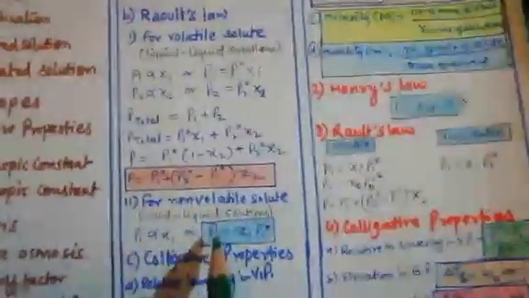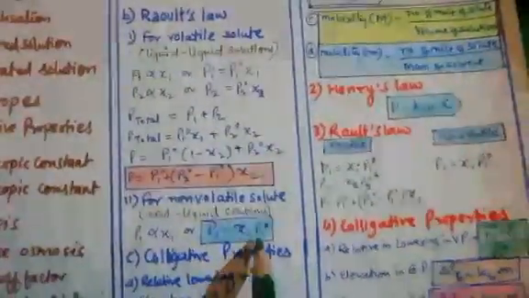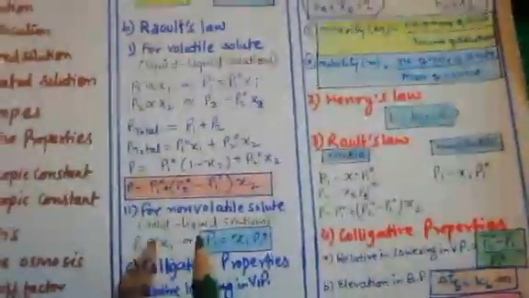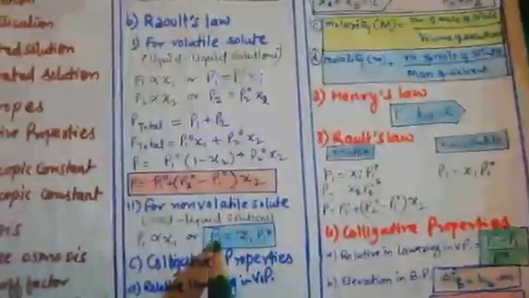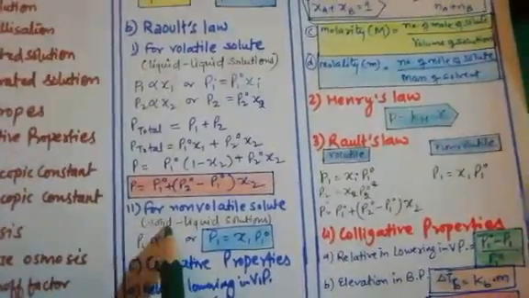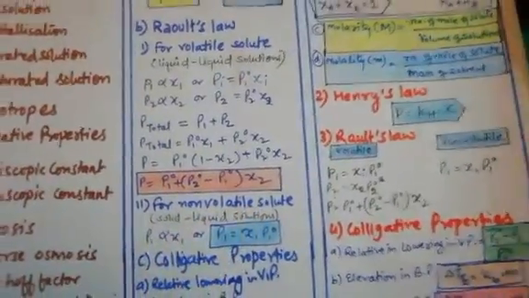As you know, that is why there is only P1 equal to X1 P1 naught, because here the solution is totally based on the solvent only, because the solute is in the solid form. So for the solid form it is a non-volatile solute, so it only depends upon the solvent.